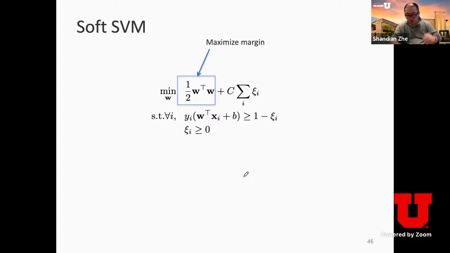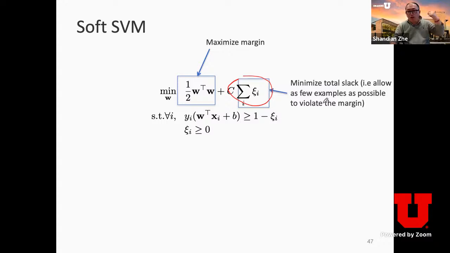So let me just summarize the meaning of these two terms. The first term, half W transpose W, is a regularization term. I want to encourage your linear classifier to have a margin as large as possible for a subset of training examples, if the whole data set is not linearly separable. At the same time, I want to allow as few examples as possible to violate the margin, so that I maintain high training accuracy or small training error, so that overall the true error bound, which is the summation of the training error plus the term determined by VC dimension, is as small as possible.